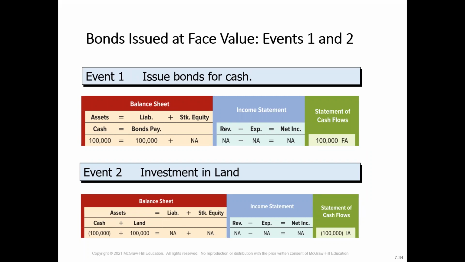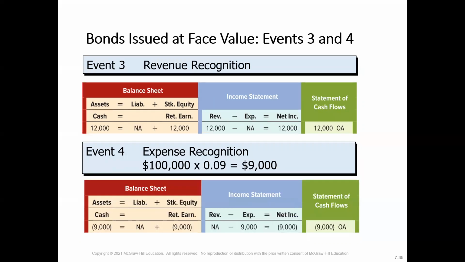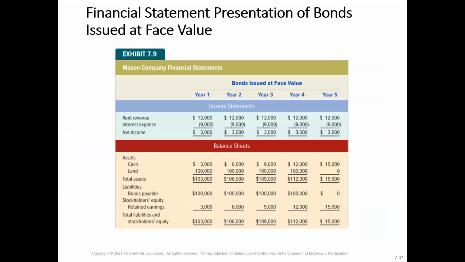Actually, we'll see first event having to pay more for your bonds than what you received. Okay. So bonds at face value, there's no premium, no discount that we have to worry about, which is nice. The bonds payable would be a liability, specifically a long-term liability. And this shows the financial statement effects of the bonds in each of the 5 years.